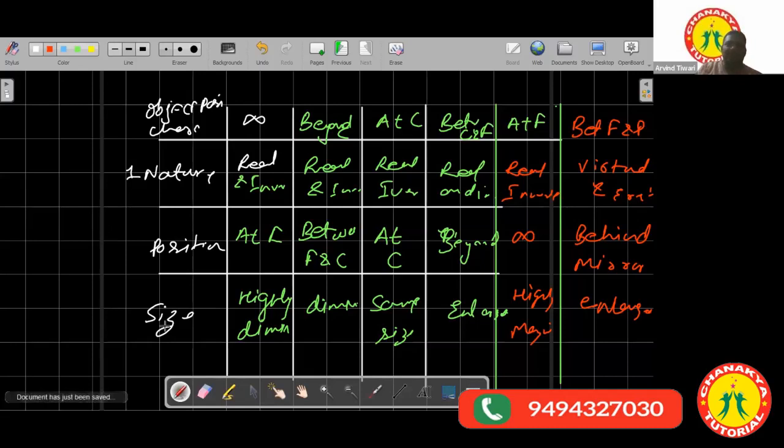See, initially it was formed at F, then between F and C, then at C, then beyond. Finally, it reaches infinity. So the image moves away from the mirror. When the object moves towards the mirror, the image moves away from the mirror.